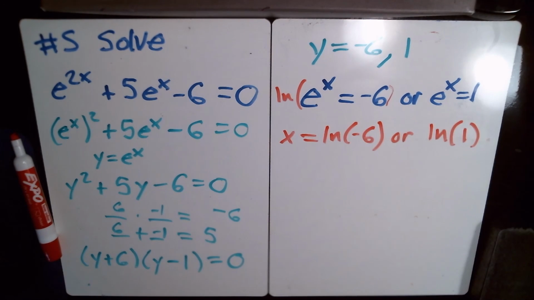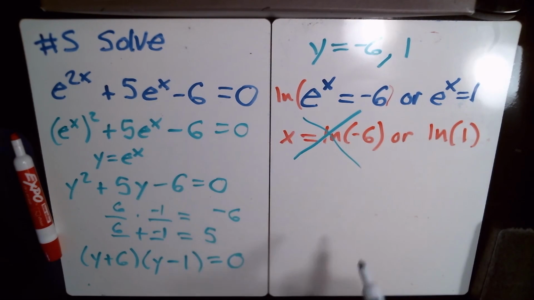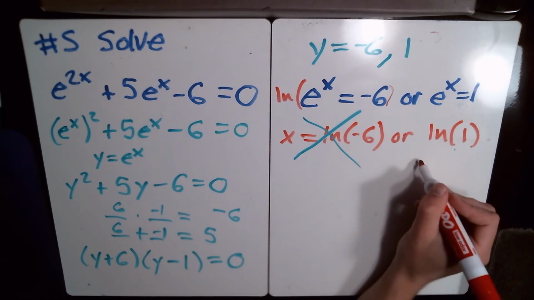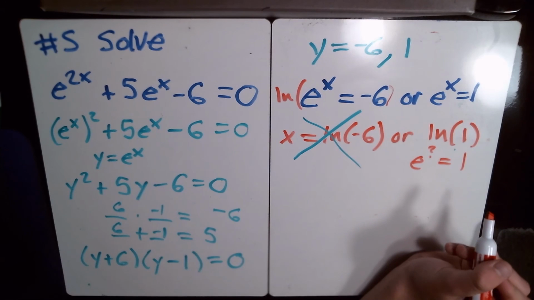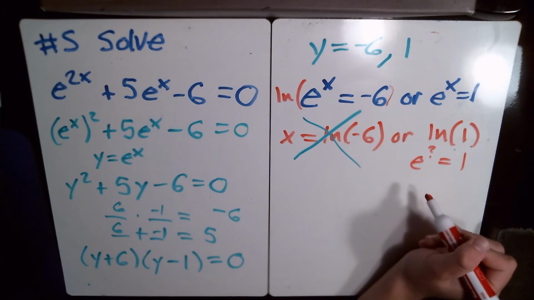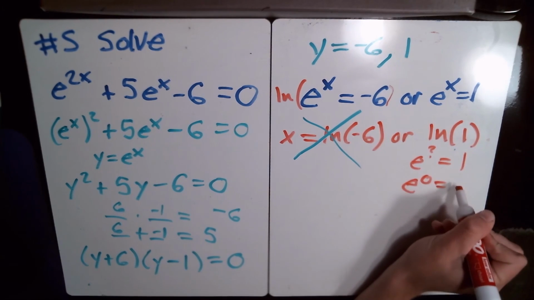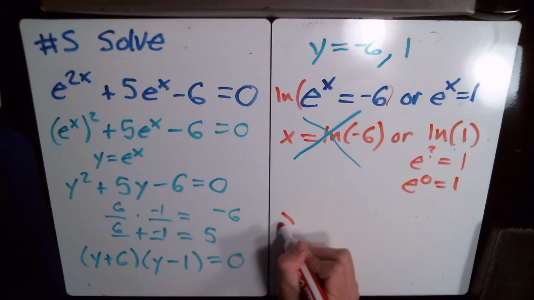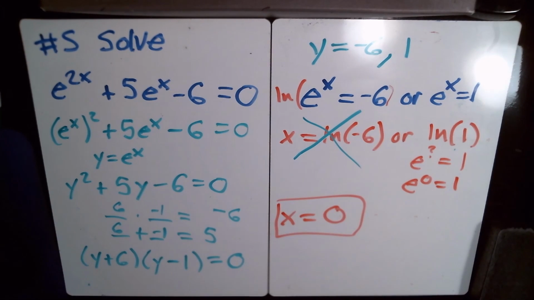Now, ln of negative 6 doesn't exist, right? Because you can't take the log of a negative number, so that one's no good. But ln of 1, what is that? It's saying e raised to what power is 1? Well, what do you have to raise e to get 1? You have to do 0, right? Anything to the 0 power is 1. So ln of 1 is just 0. So that will give us x is 0 as our solution.